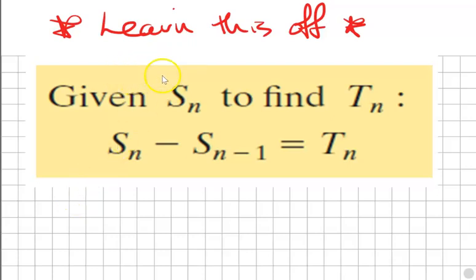If in a question you are given Sn in order to find Tn, then this is a rule that you can use to help you work out the question. So Sn minus Sn minus 1 will always be equal to Tn. So we will have a look at the proof behind this. You don't need to learn off the proof, but I would suggest learning off this rule. And then we'll have a look at an example where this applies.